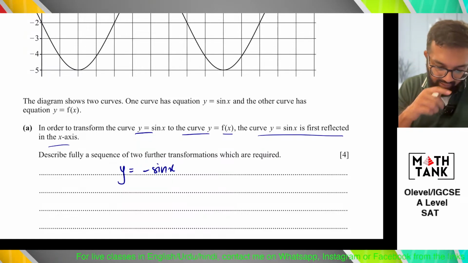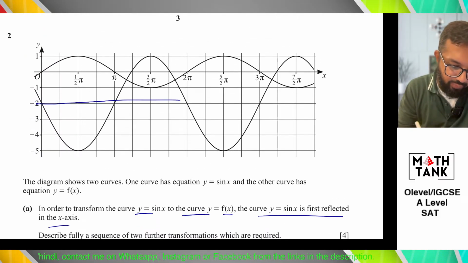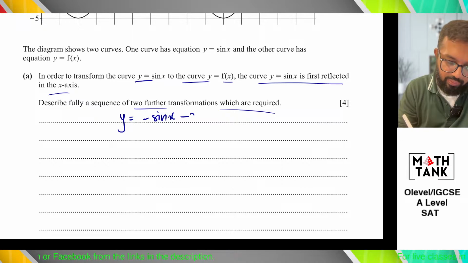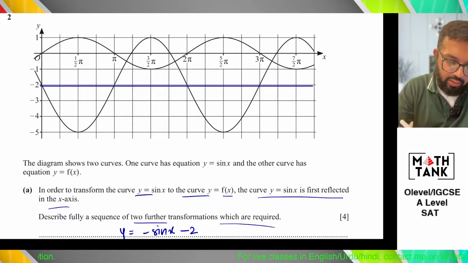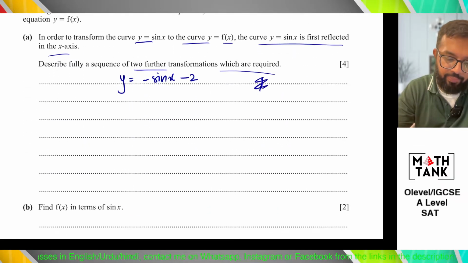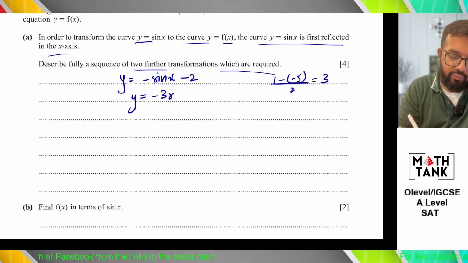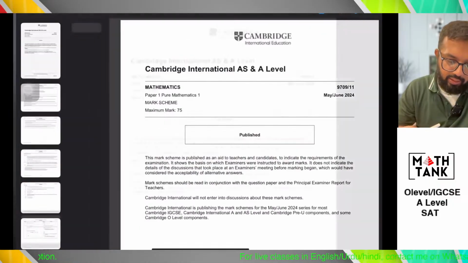Okay. Describe a sequence of two further transformations which are required. So I know that there's a false axis involved. It looks like that. So the false axis is at minus 2. I know there's going to be a minus 2 here. And I see that the amplitude has also changed. The amplitude is the maximum minus the minimum divided by 2. So 1 minus minus 5 divided by 2. And an amplitude leads to a multiplication. That's 3. So the equation of this curve should be minus 3 sine x minus 2. Correct on that.